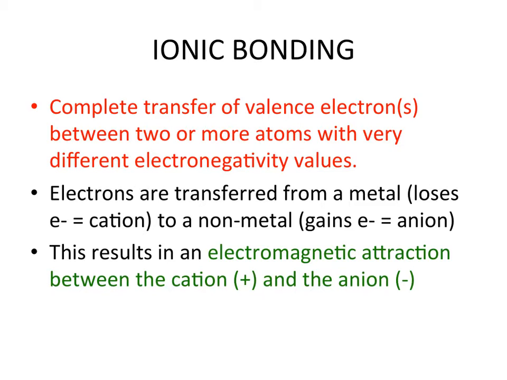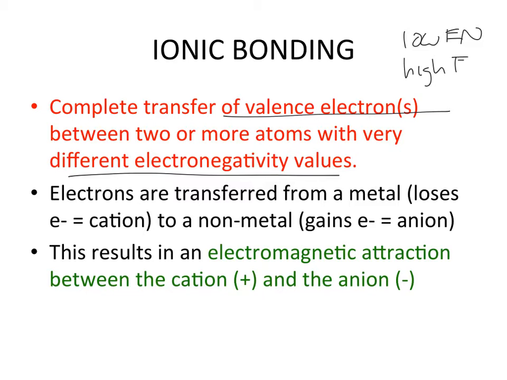Well, remember, it's the complete transfer of valence electrons between two or more atoms with varying electronegativity values. And it's usually a transfer from something that has a low electronegativity to something that has a high electronegativity. Now remember that something that has a low electronegativity is usually a metal, and something that has a high electronegativity is a nonmetal. So effectively, there's a transfer from a metal to a nonmetal.